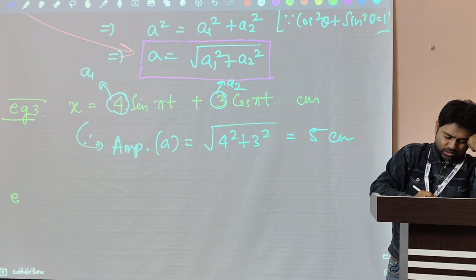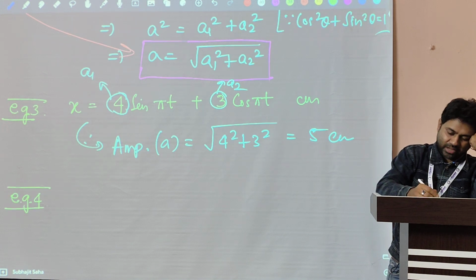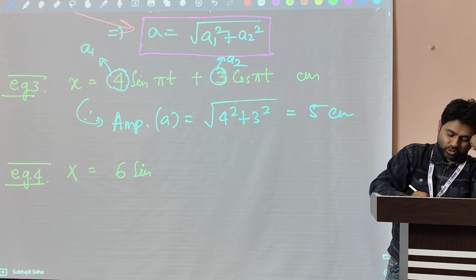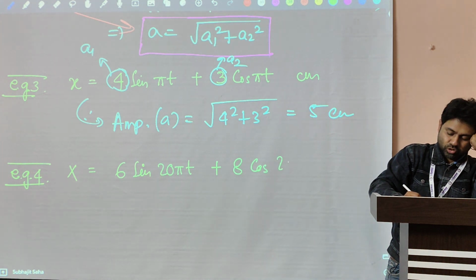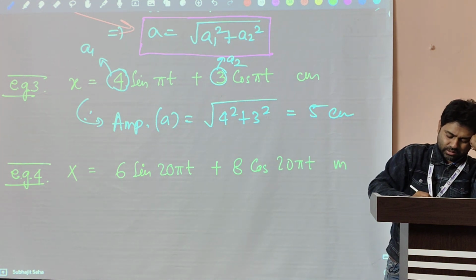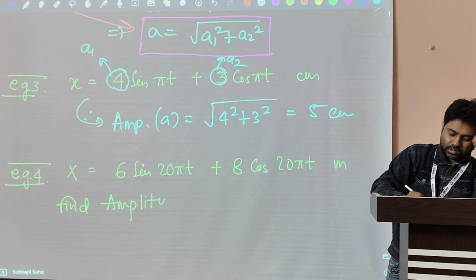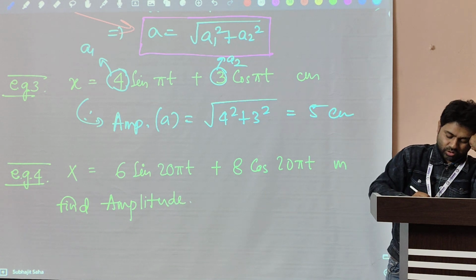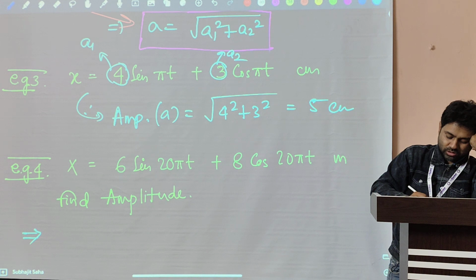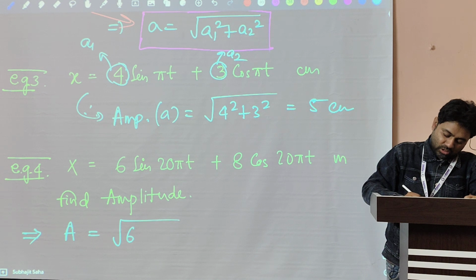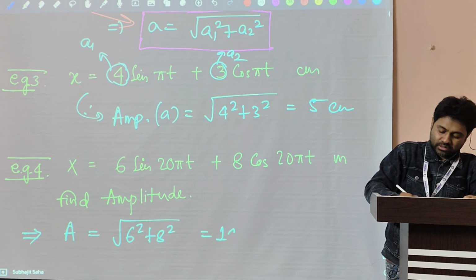Let's take one more example and then we will move on to another topic. Suppose displacement of a particle is given by 6 sin 20 pi t plus 8 cos 20 pi t meter. Find its amplitude. We already know how to do this. The amplitude would be 10 meter. Exactly. Spot on. Root 6 square plus 8 square, that is 10 meter. Okay, good.